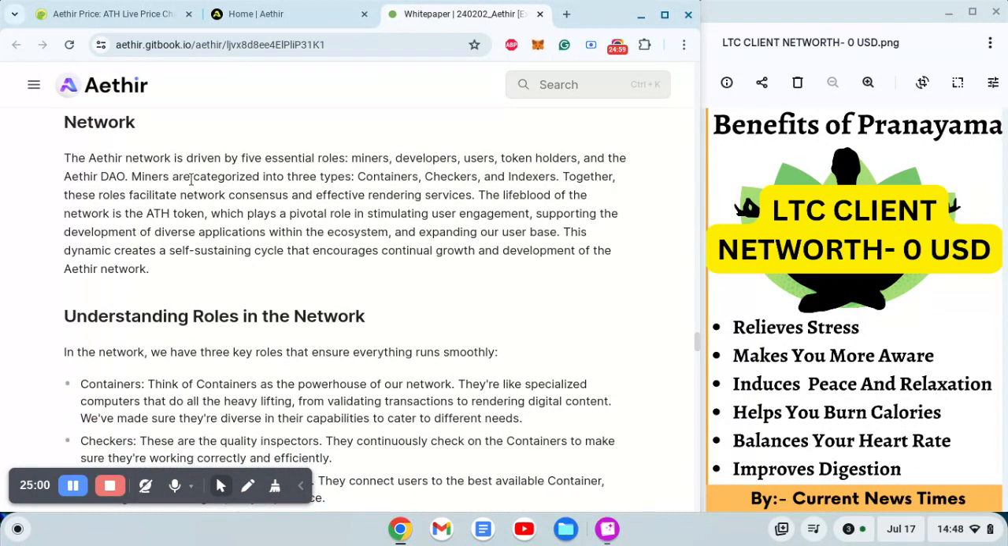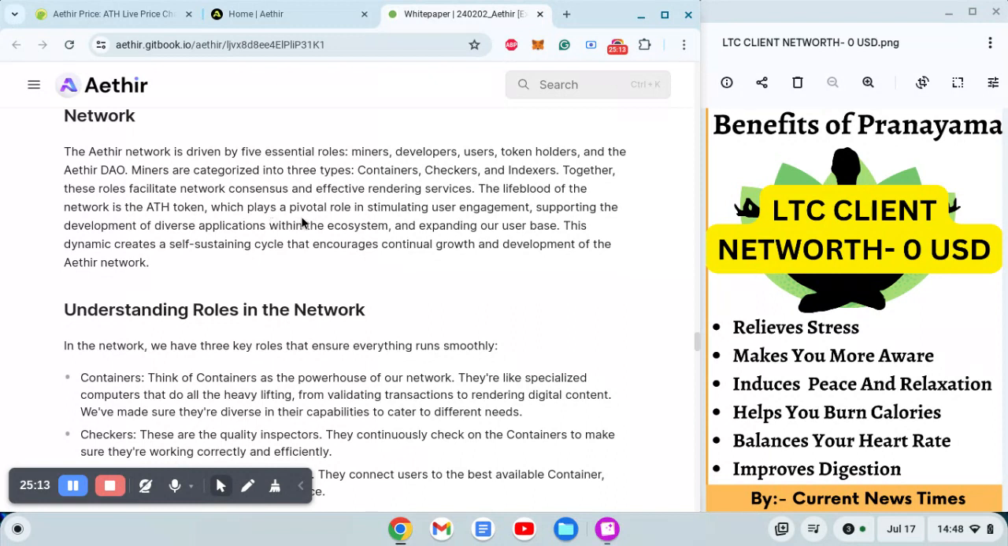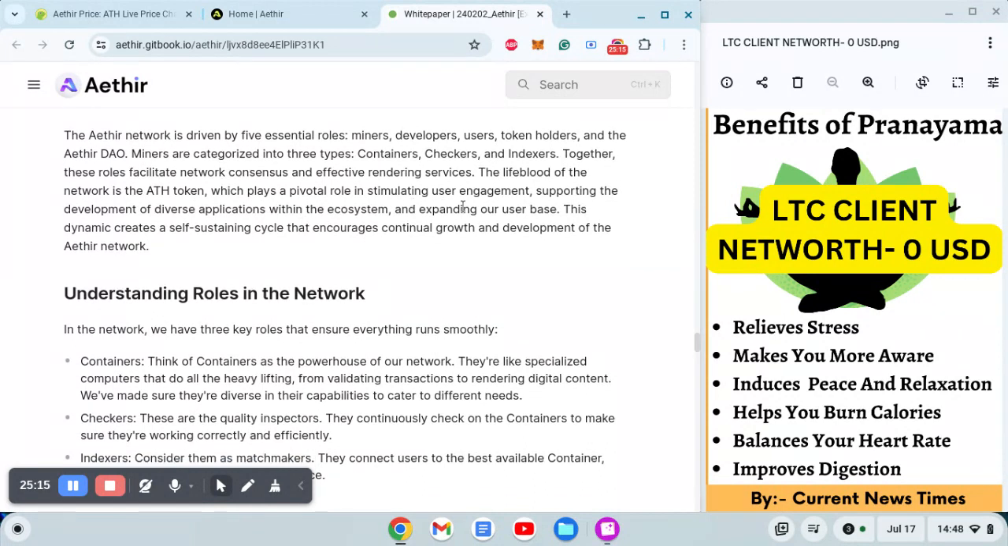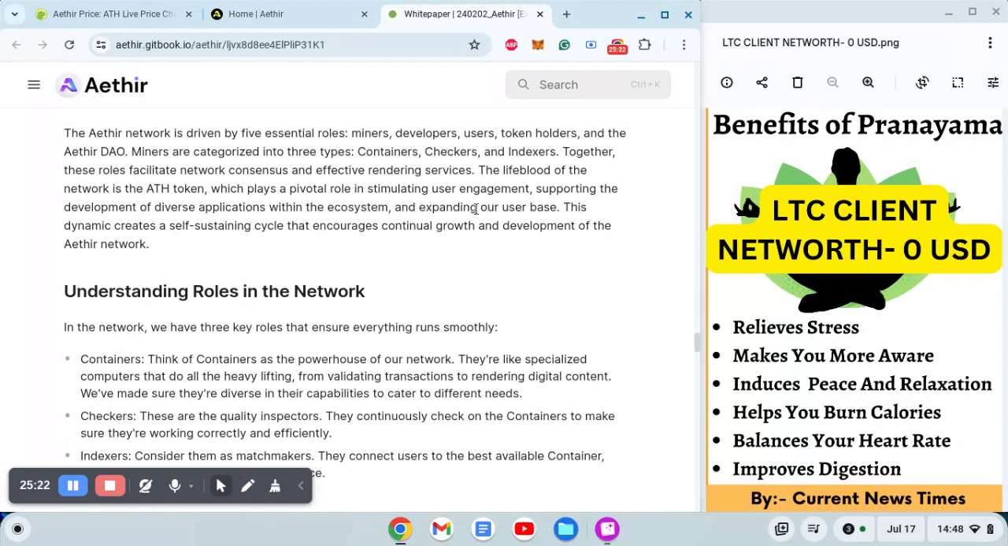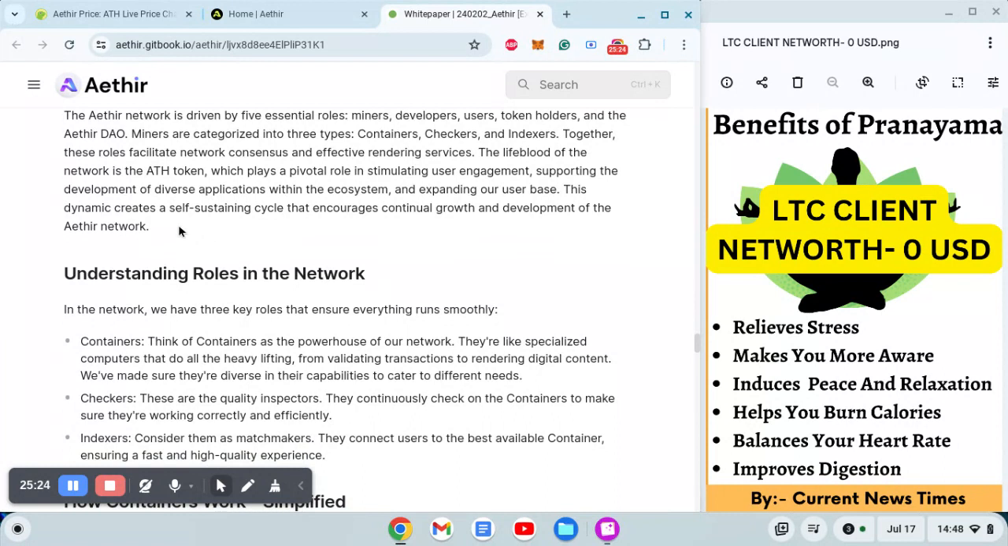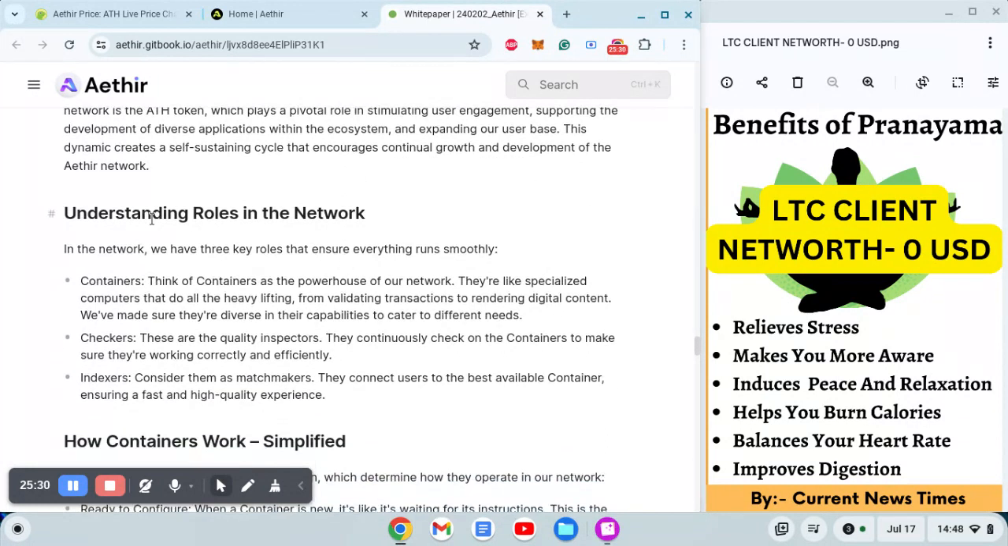The Aethir network is driven by five essential roles: miners, developers, users, token holders, and the Aethir DAO. Miners are categorized in three types: containers, checkers, and indexers. Together, these roles facilitate network consensus and effective rendering services. The lifeblood of the network is the ATH token, which plays a pivotal role in stimulating user engagement, supporting the development of diverse applications within the ecosystem, and expanding our user base. This dynamic creates a self-sustaining cycle that encourages continual growth and development of the Aethir network.